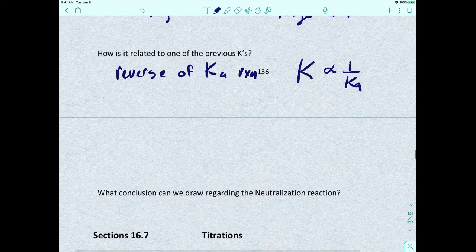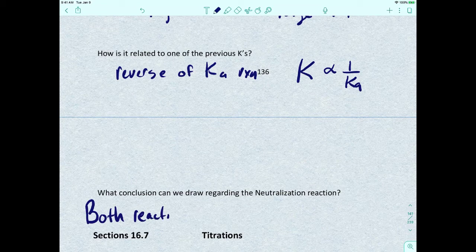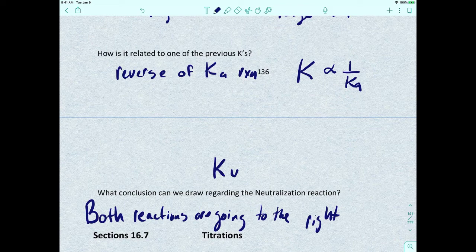And so what conclusion can we draw regarding the neutralization reactions? Both reactions are going to the right. And then K will be something like this. If we take 1 over the Ka times 1 over the Kb, this is going to be equal to 1 over the Kw.